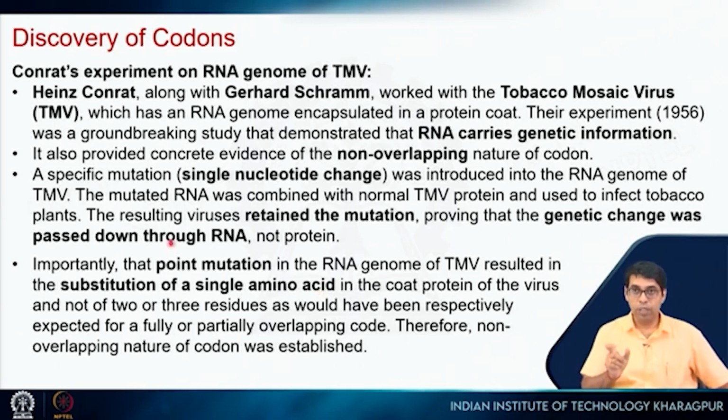So if there is a mutation, then it is present only in one codon and it affects only one amino acid. So it means that there is no overlapping of codons, which means that a single mutation is not affecting multiple amino acids. And since that is not happening, it means that these codons are non-overlapping. This non-overlapping nature of codons was also established by a set of experiments done by Fraenkel-Conrat and Singer.